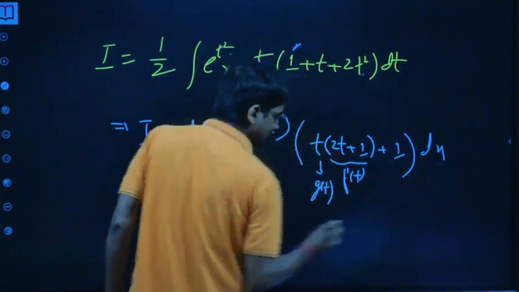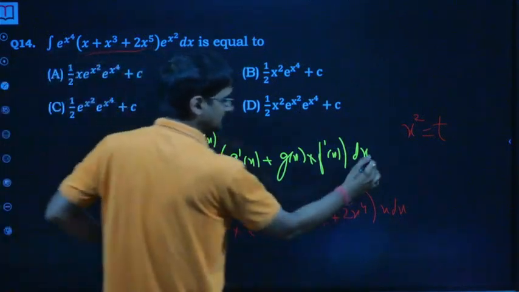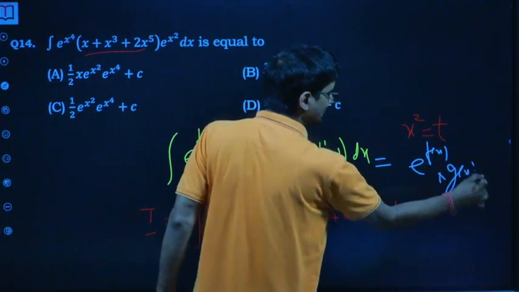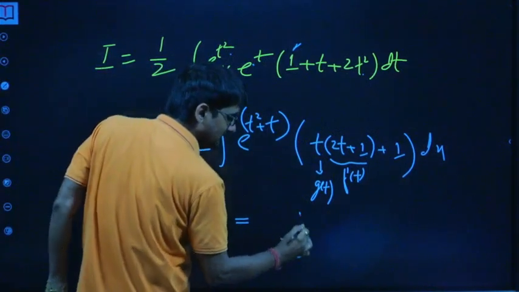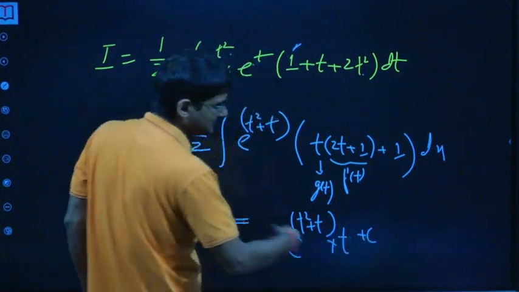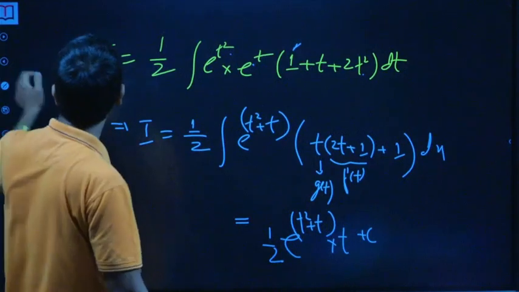We got it. So the answer is simply, did I write here? No, I didn't. So in that case, the integral of this is f of x into g of x plus c. So the answer is e raised to the power t^2 plus t into t plus c, and then you replace half times, of course, and then you replace t by x^2, and we will get the answer.